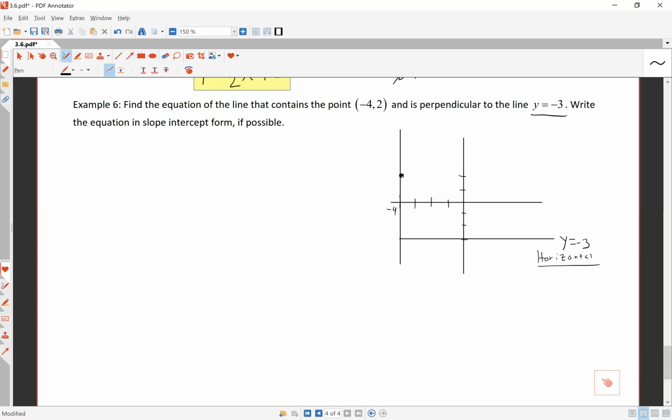So let me say this again. We're finding the equation of a line that contains this point, but it needs to be perpendicular to y equal negative 3. Y equal negative 3 is a horizontal line, and we want our line to be perpendicular to that line. So our line that we're looking for needs to be vertical, and it needs to pass through negative 4, 2.